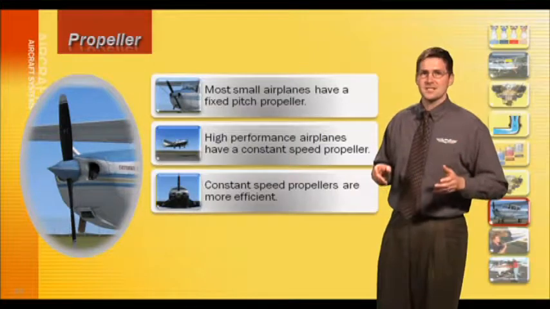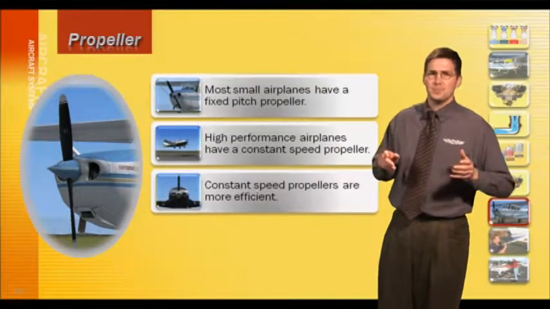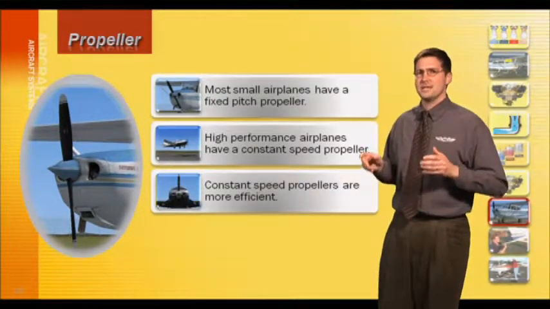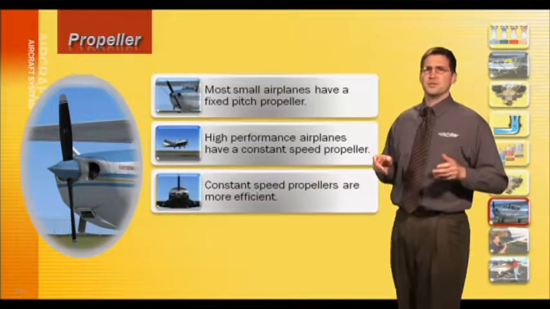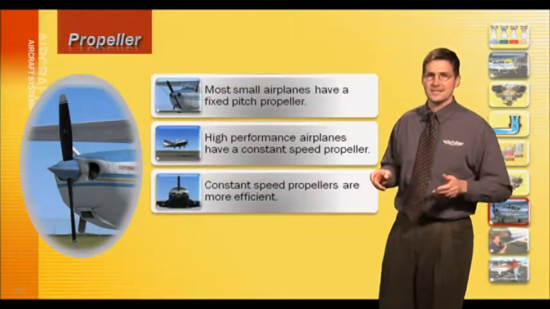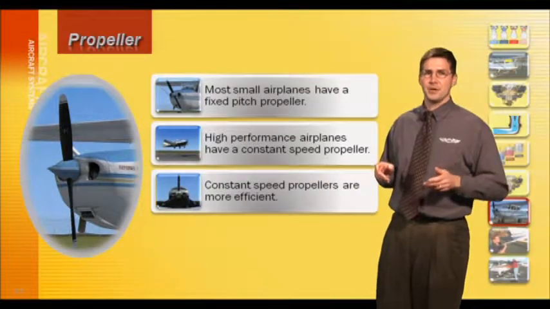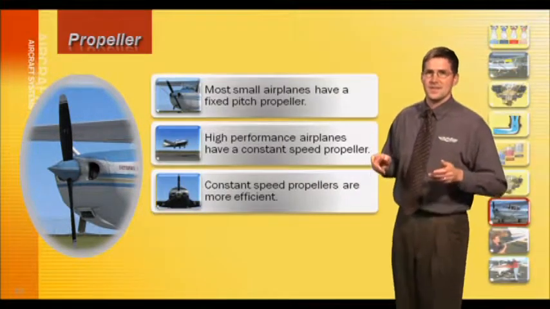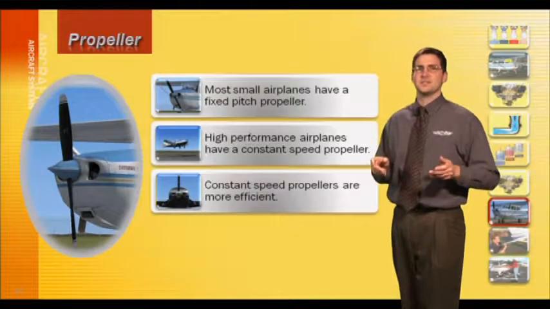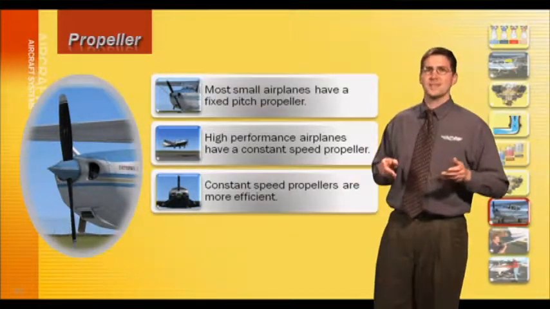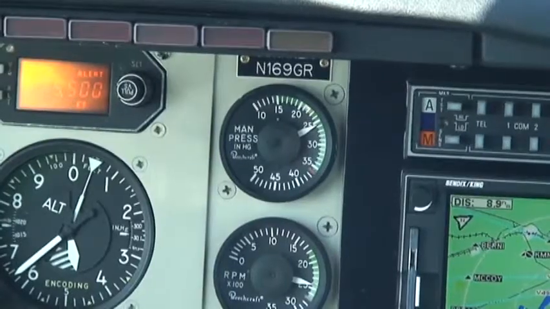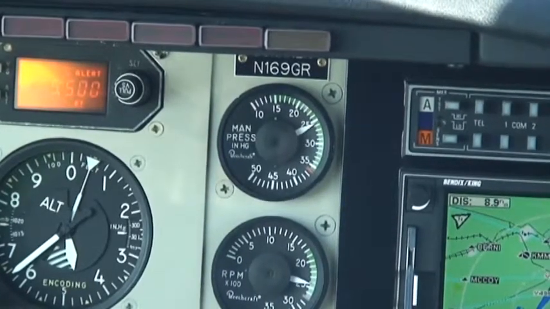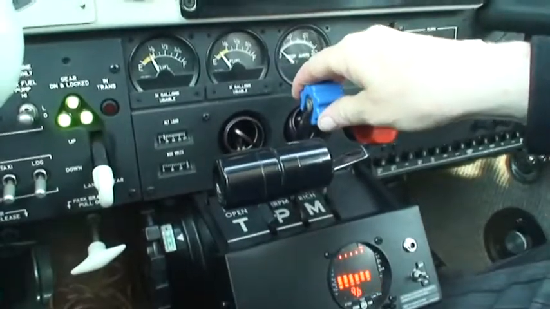If it is a constant speed or RPM, then the blade angle automatically changes to maintain that RPM that is set by the pilot. As the engine produces torque, the propeller blade angle increases. This causes the blades to take a bigger bite out of the air. This has the net effect of keeping the engine's RPM constant. With this type of propeller, the throttle controls power output as indicated on the manifold pressure gauge. The propeller control regulates the engine RPM.